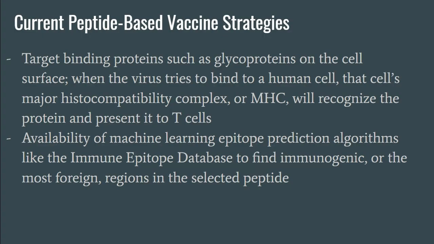What most scientists are doing right now is blocking binding glycoproteins on the virus surface from binding to the cell, as they are directly involved in the infection process. And, as I mentioned earlier, the Immune Epitope Database is currently the best free resource for getting accurate results.